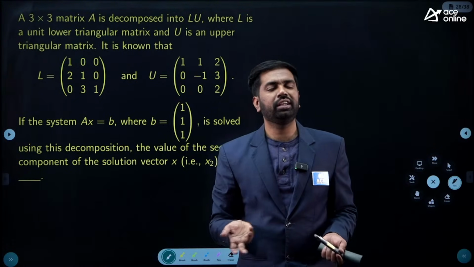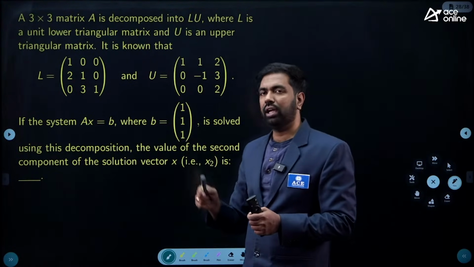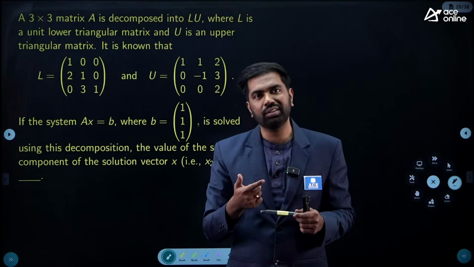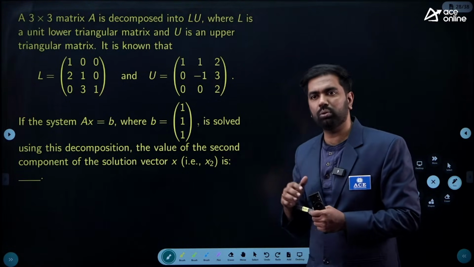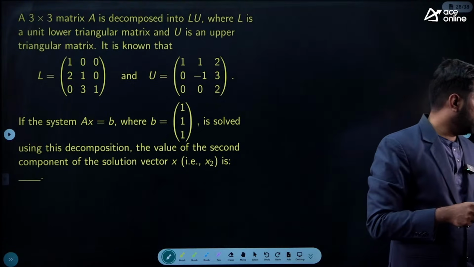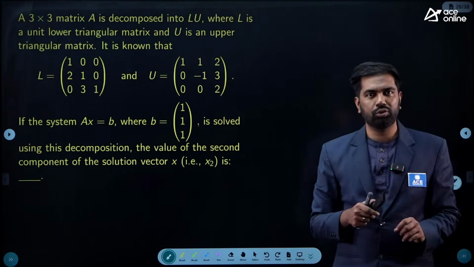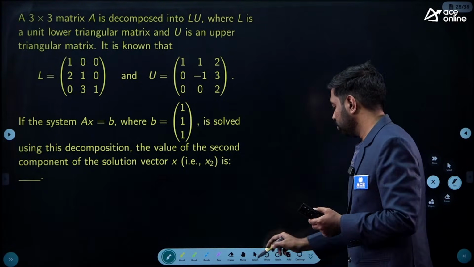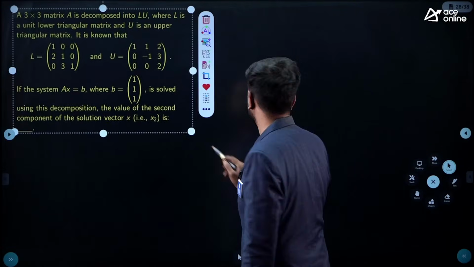So what he's saying, he gave you LU factors and he's talking about a system called AX equal to B. So when you try to solve for x, he wants the second component of the solution vector, that is x2. Can you solve it? So this is a very interesting question for computer science and data science students. You have LU decomposition in your syllabus. So how do you deal with the LU decomposition?